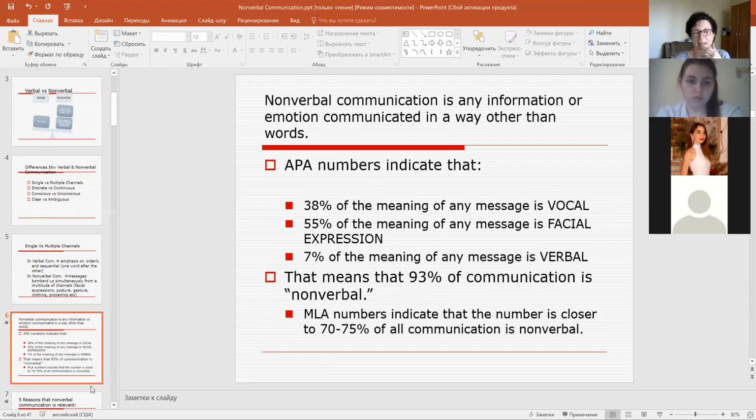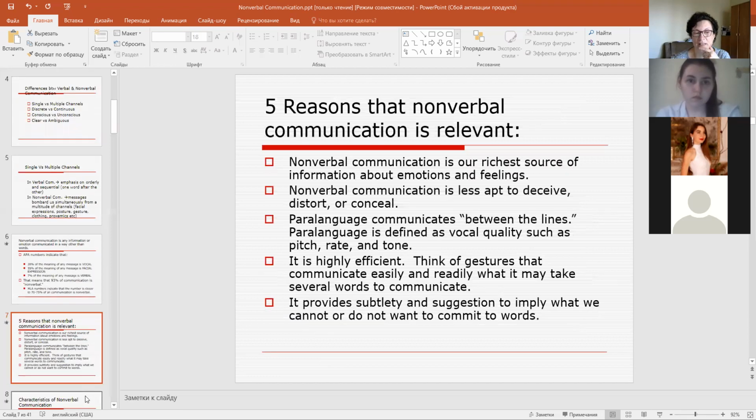But again, I have told you that these may be different figures. Okay, Igor, next. Why nonverbal communication is relevant?